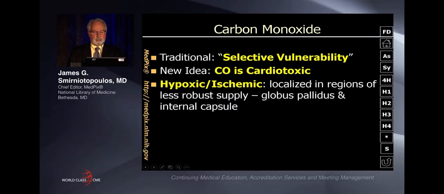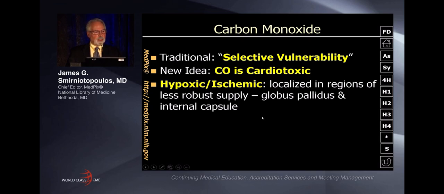Most of us were taught that the toxicity of carbon monoxide is due to selective vulnerability of certain portions of the brain. But something that I learned from a neuropathologist almost 30 years ago is that carbon monoxide is cardiotoxic, and that the localization in the globus pallidus and in the internal capsule may be vascular as well as due to selective metabolic toxicity in the globus pallidus.